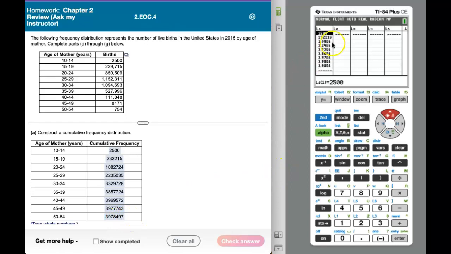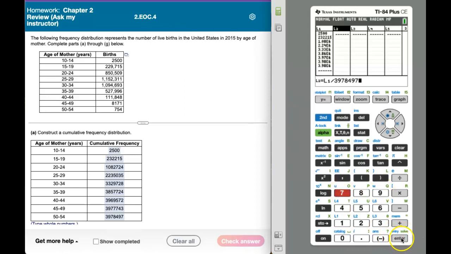So in our calculator, I went ahead and put the number of births in list 1. So I want to go over to list 2 and say, okay, let's take list 1. So that's second 1, that's list 1. And we're going to divide that by the total number of frequencies, which was 3,978,497. And key in enter, and then we have our relative cumulative frequencies.